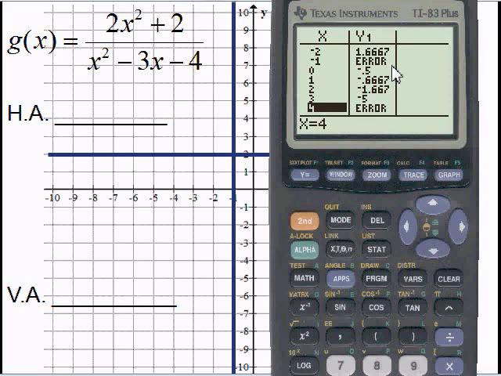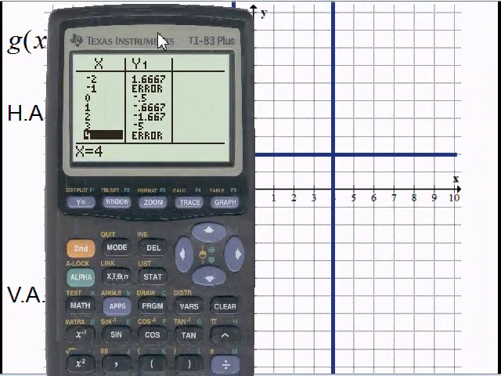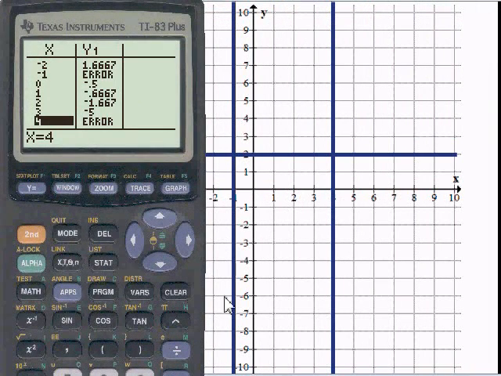Alright, we've got -2, 1.67, so -2, 1.67. And I'm going to move the calculator. Zero, -0.5, so 0, -0.5, 1, -0.67, 2, -1.67, and 3, -5. And again, the points have to disappear for a second.